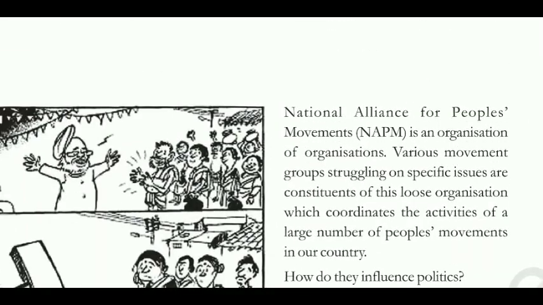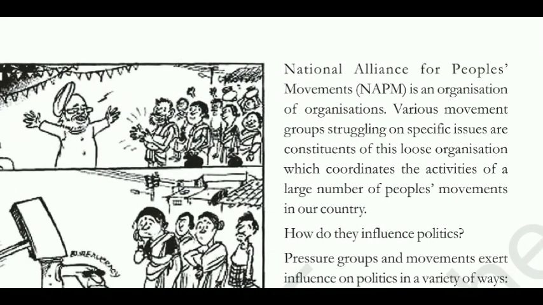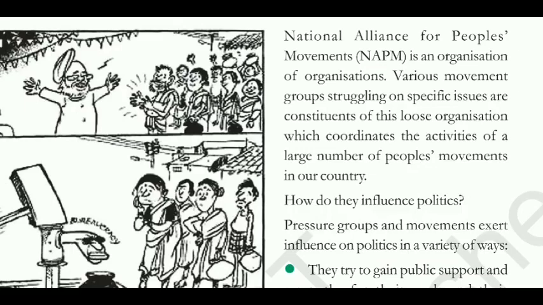Sometimes these broad movements have a loose umbrella organization as well. For example, the National Alliance for People's Movements (NAPM) is an organization of organizations. Various movement groups struggling on specific issues are constituents of this loose organization, which coordinates the activities of a large number of people's movements in our country.